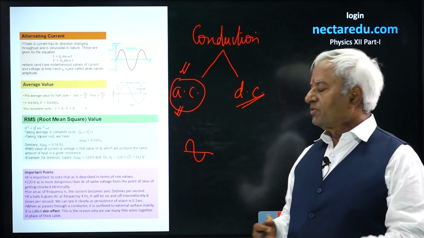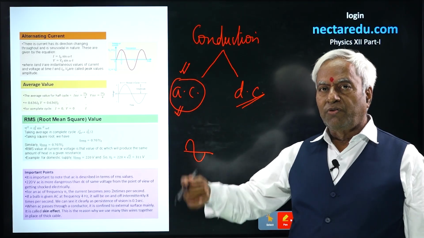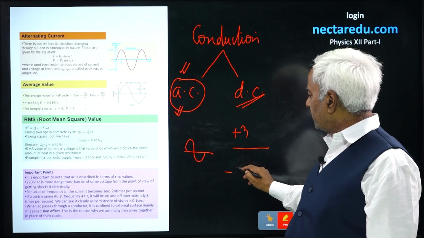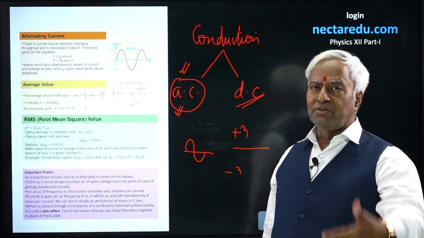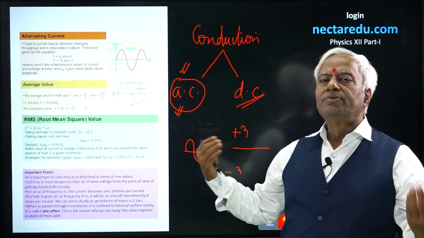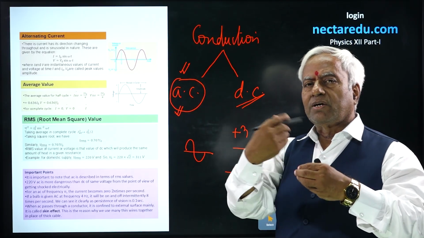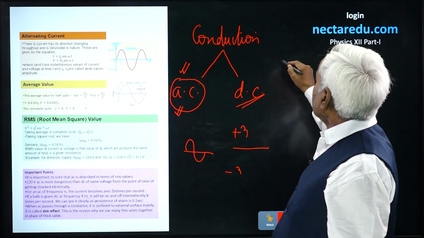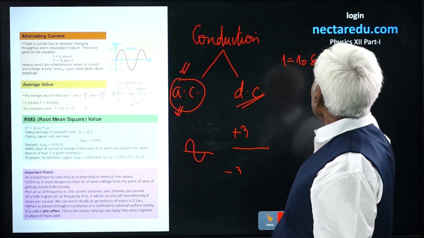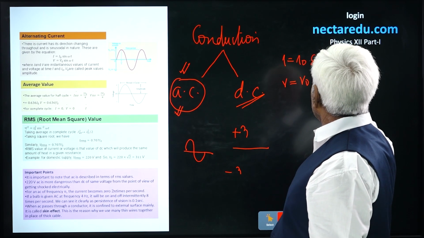You need not say that the value is also variable. The value is bound to vary if you say some current is going from +3 to -3, because you are saying the direction will change. If the direction changes, it means the value is also changing. So, for alternating current, we just rotate a coil and current is produced. That current is given by the relation, and the corresponding voltage is given by the relation.